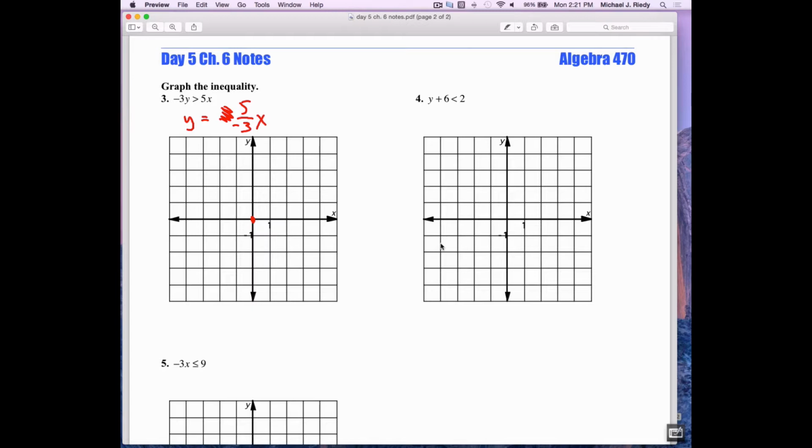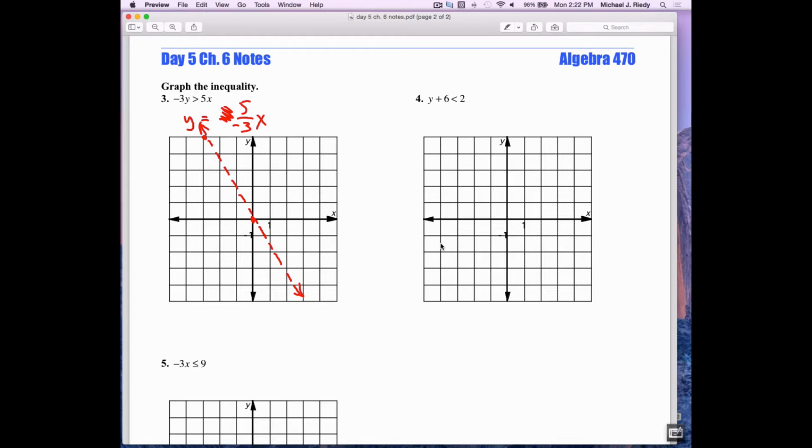Up 5, 1, 2, 3, 4, 5, over negative 3, 1, 2, 3. Solid line or dashed line? Dashed. Don't forget arrowheads. Now, strangely enough, Amanda, notice what's going on here? I'm passing through 0, 0, so therefore I can't use 0, 0. What point would you like to use?